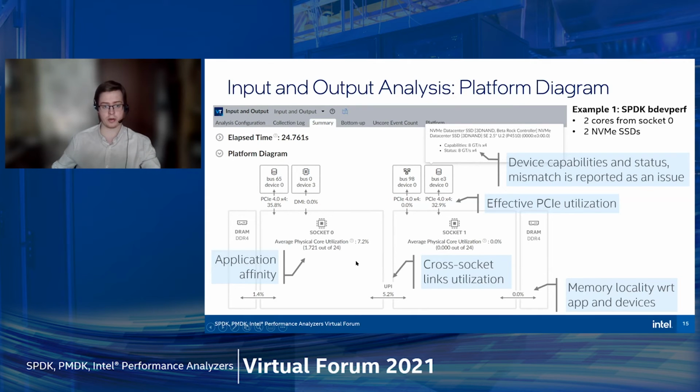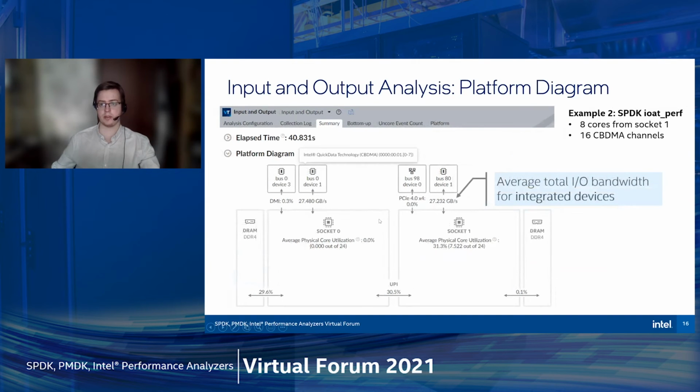So average physical core utilization shows you how many physical cores are utilized by your application in terms of CPU time. Cross-socket link utilization is basically UPI link utilization in terms of active clock ticks. And DRAM utilization is the ratio between observed average DRAM bandwidth and estimated maximal DRAM bandwidth.